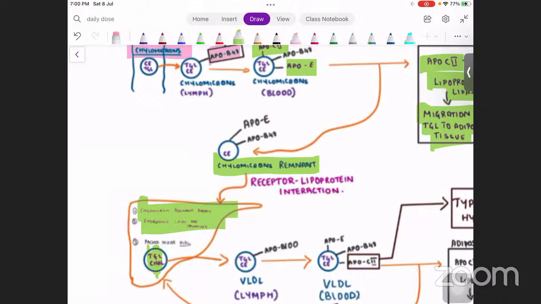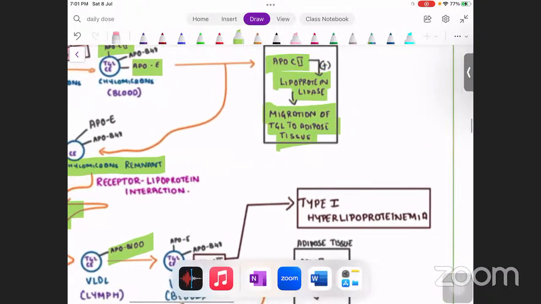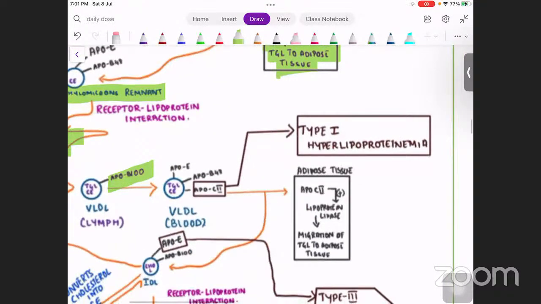Now this VLDL has to move out of the liver, right? It requires an apoprotein. What is that apoprotein? ApoB100. So this ApoB100 VLDL combo will move out of the liver and go to the blood. And in the blood, just like the chylomicron, two more apoproteins will come and attach to it, C2 and E. C2 will attach to the adipose tissue, activate lipoprotein lipase, and move the triacylglycerides to the adipose tissue for storage. Now VLDL will become IDL.